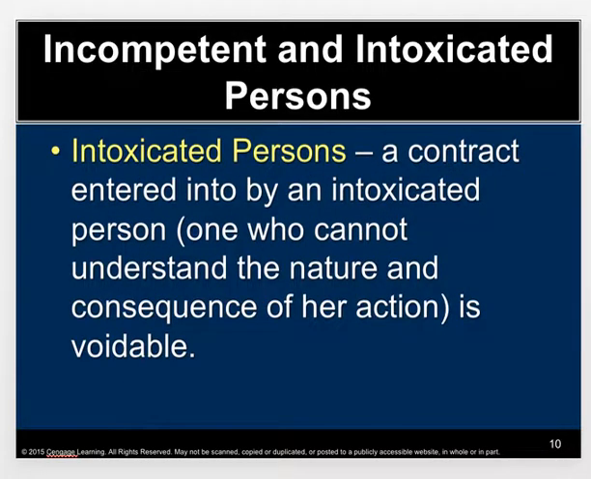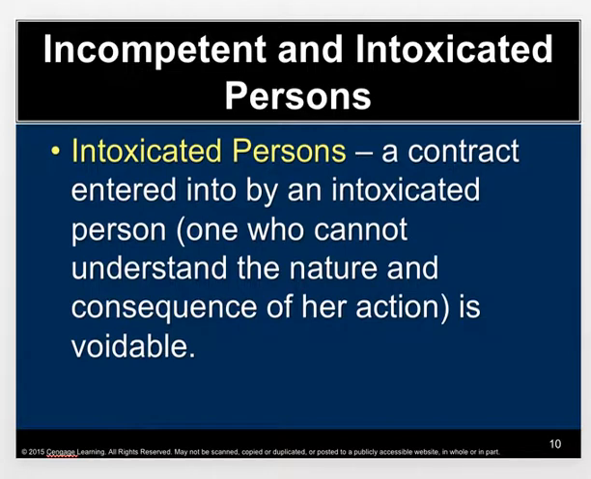What about intoxicated people? Because a contract entered into by an intoxicated person, again, one who cannot understand the nature and consequences of actions, again, is voidable. So it's not going to be void, but it's going to be voidable. So in other words, there is a difference between mental incompetence, for example, or mental illness, and intoxication. For the most part, if you're incompetent, for example, you have Alzheimer's or dementia, that's not curable, and it actually gets progressively worse. That's different than intoxication. Intoxication, no matter how intoxicated you are, is temporary. Sooner or later, the effects of the alcohol wear off and you come back to your senses.